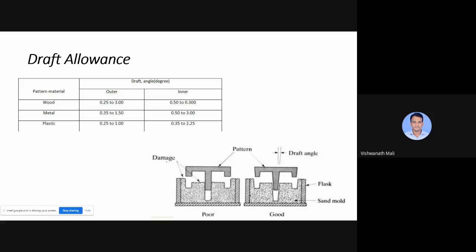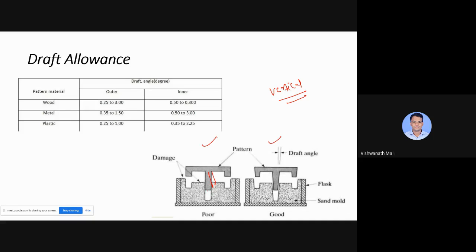In this figure, you can understand the importance of draft allowance. First of all, remember that we provide the draft allowance only for vertical surfaces. Now take the first example. This is the vertical surface, right?